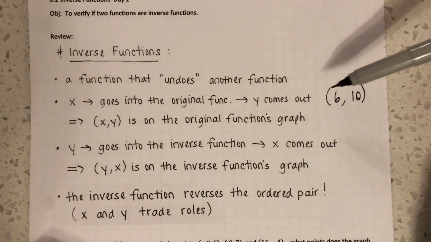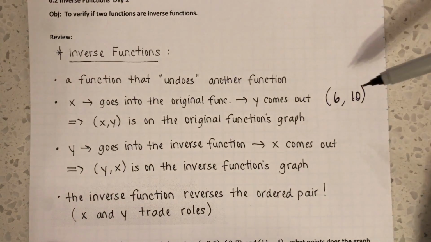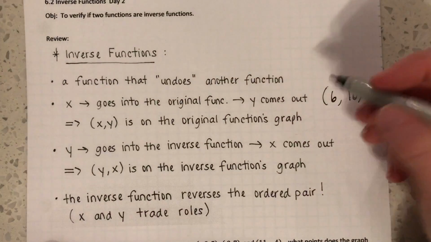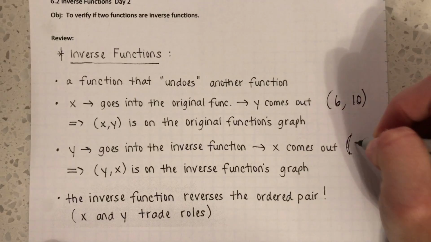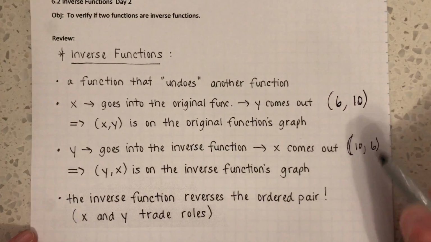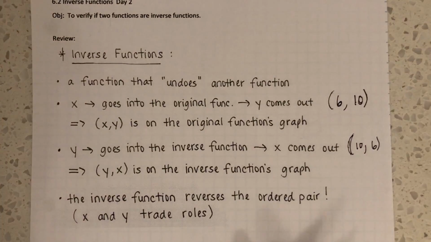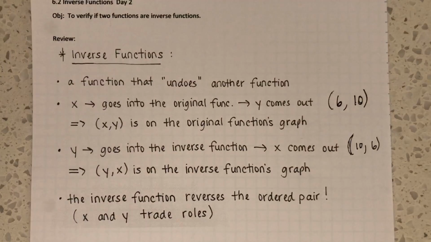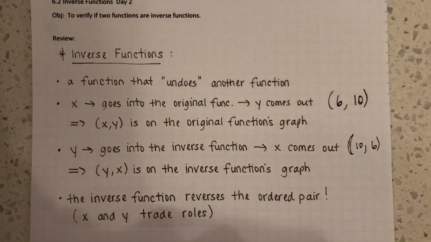So guys, if 6 goes into the original function and 10 comes out, then when 10 goes into the inverse function, guess who has to come out? 6. Whatever happened to 6 has to get undone, and 6 has to come back out of the inverse. That's what inverse functions do. They undo what another function did, okay?